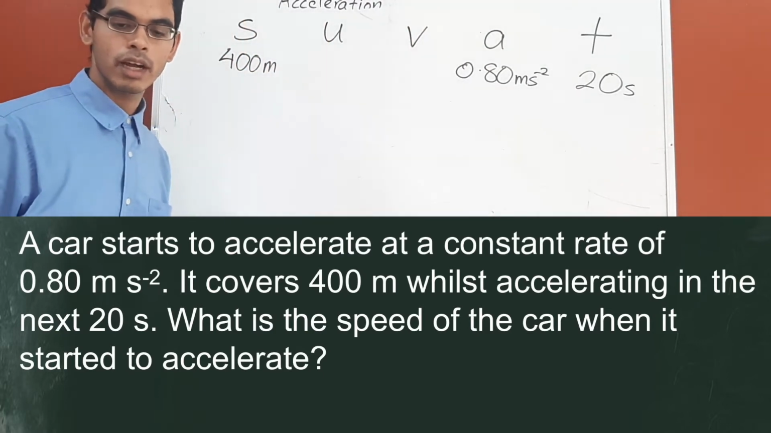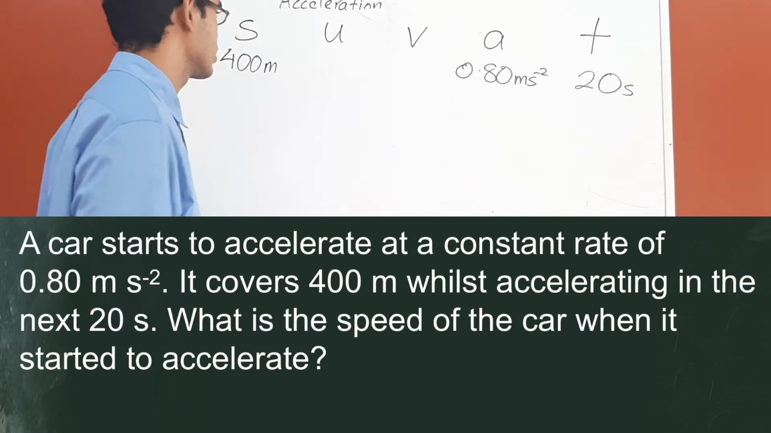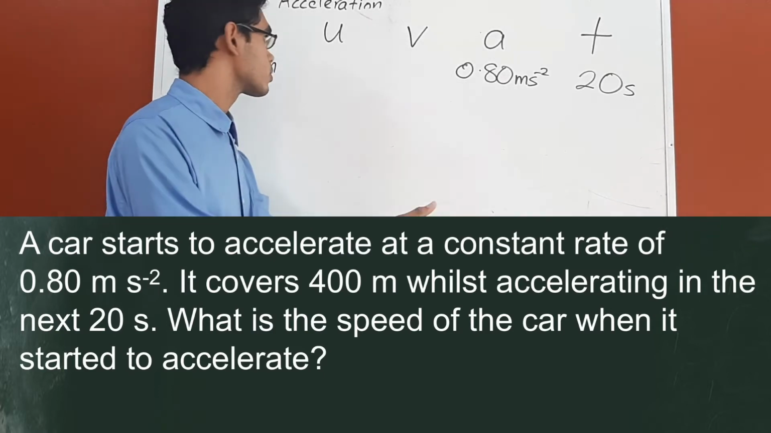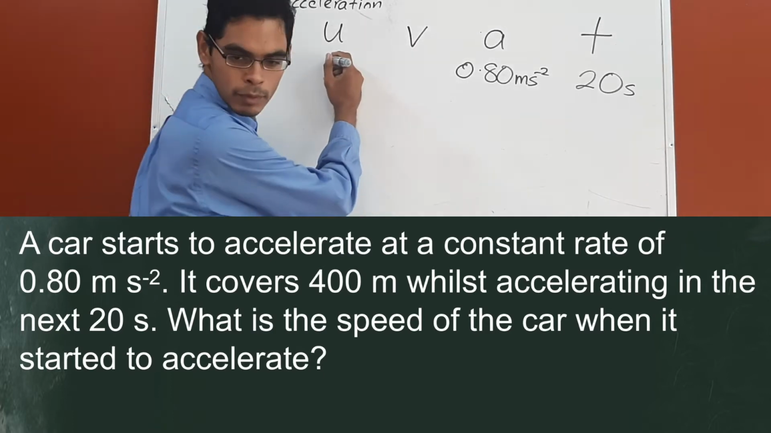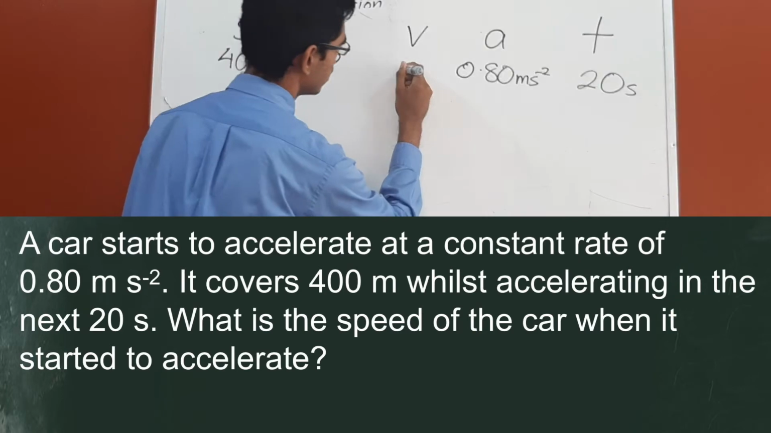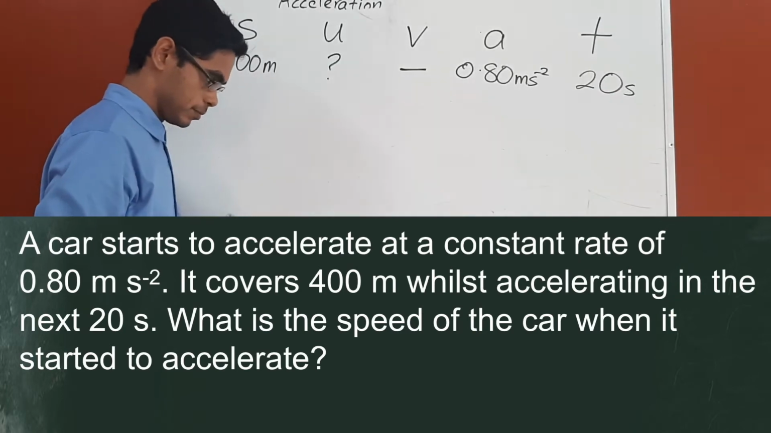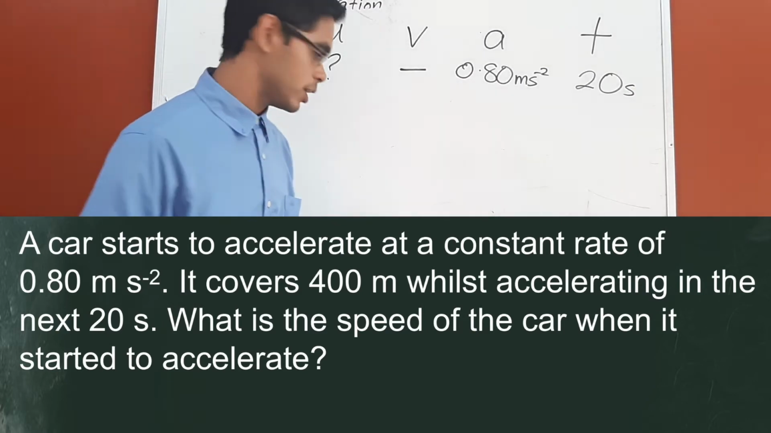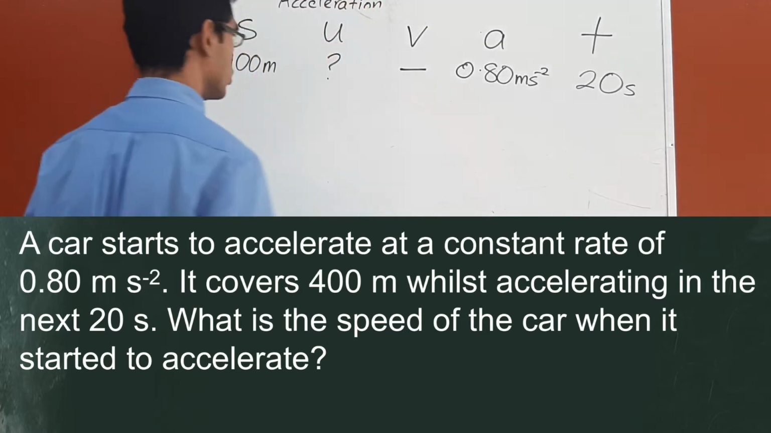What is the speed of the car when it started to accelerate? What is that? U or V? U? Okay, thank you. Do we need to find V? No, we're not interested in that. What is the next step? You can all tell me, you can blurt it out now.